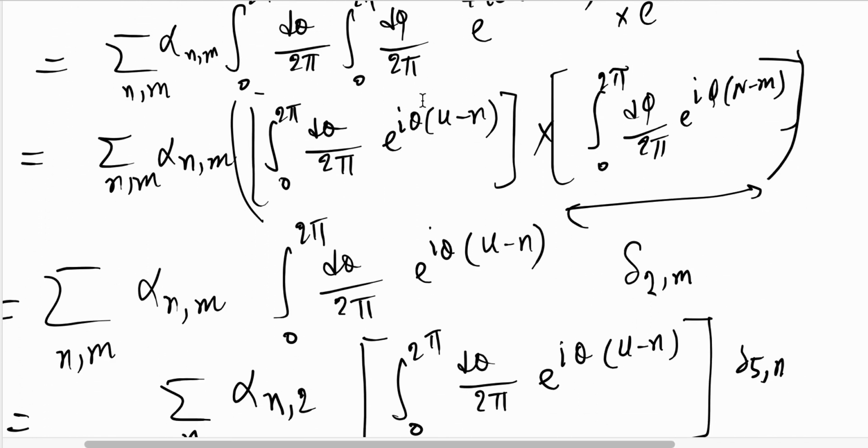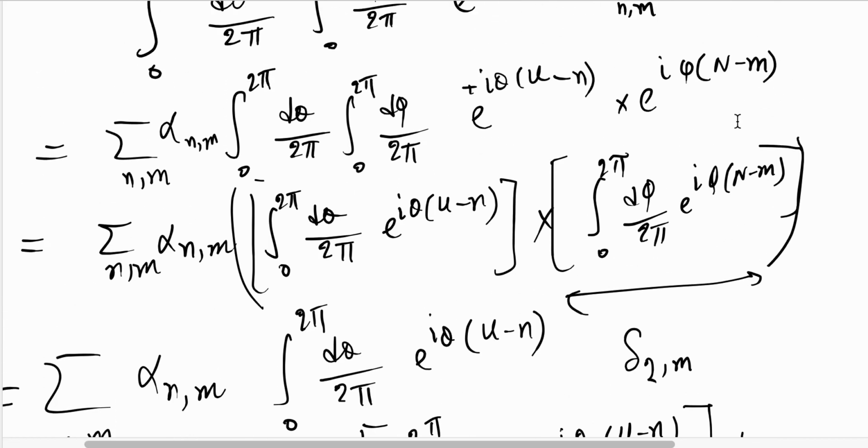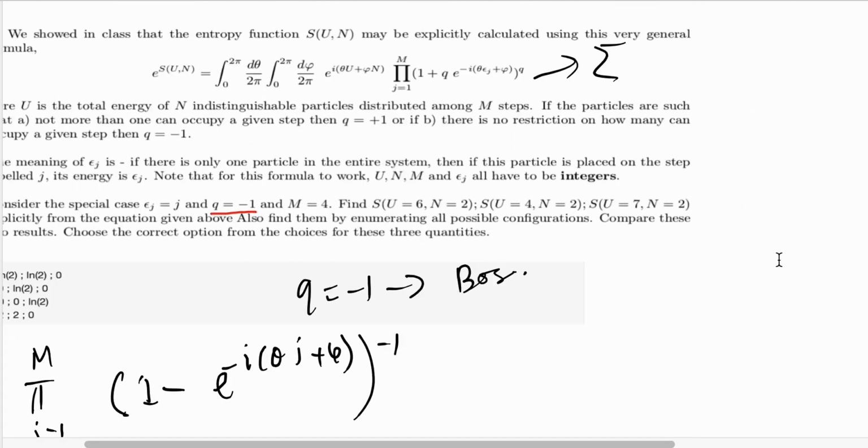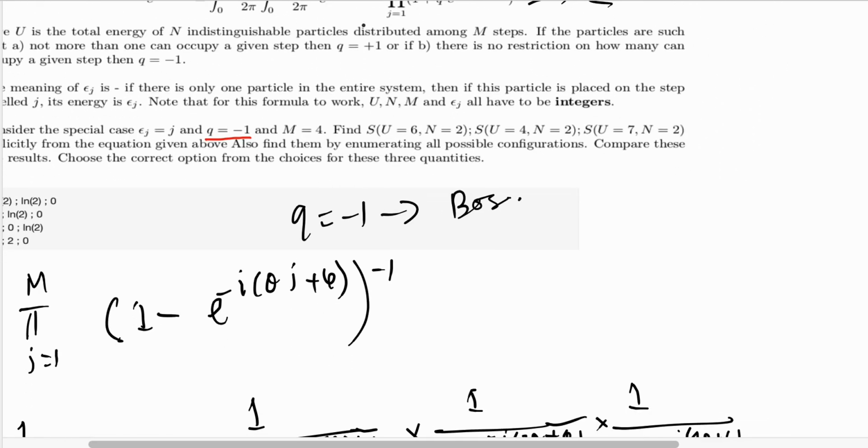Now m is equal to n, since it is a Kronecker delta, that means it will become delta 2n. So which m will contribute? Only that m which is equal to the total number of particles. In this question, what is asked is the total particle number? Total particle number is equal to 2.